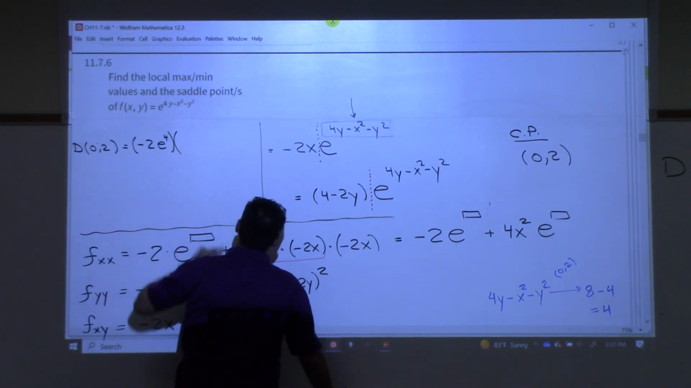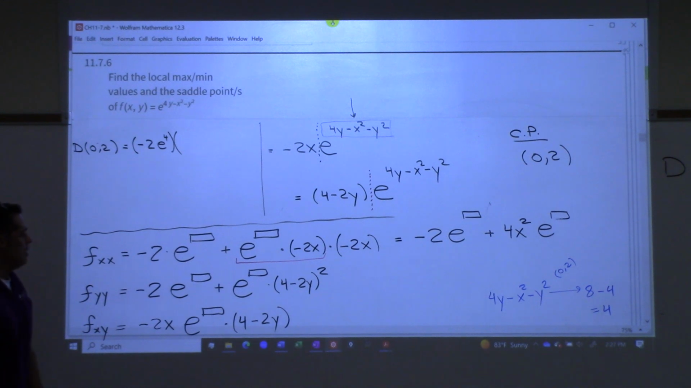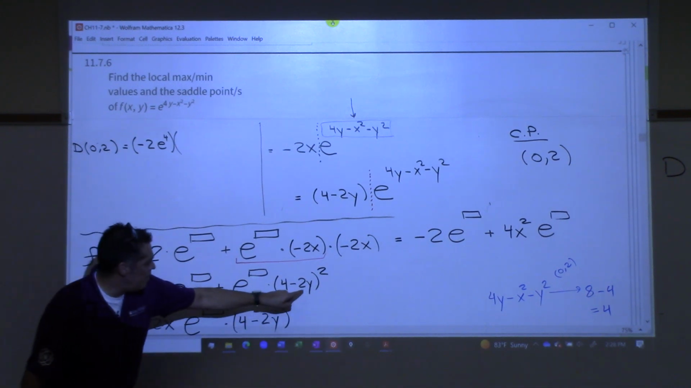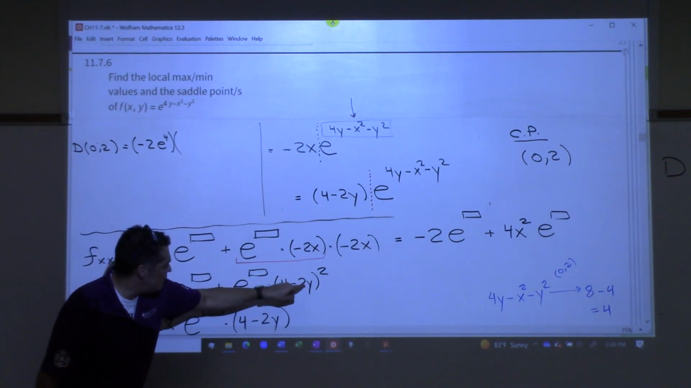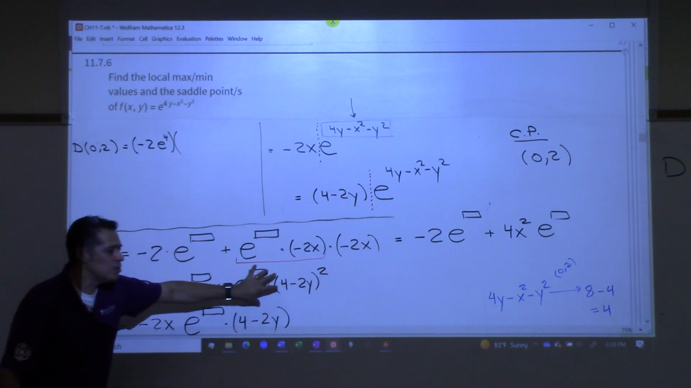That's your first part. Then f_yy, this right here, you have to plug in 0 for x and 2 for y. Right? 2 for y. Check out what happens right here. If I plug in 2 for y right there, I get 4. 4 minus 4 is 0. That whole thing goes away, right?